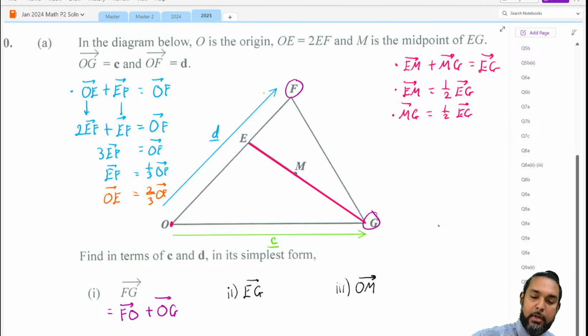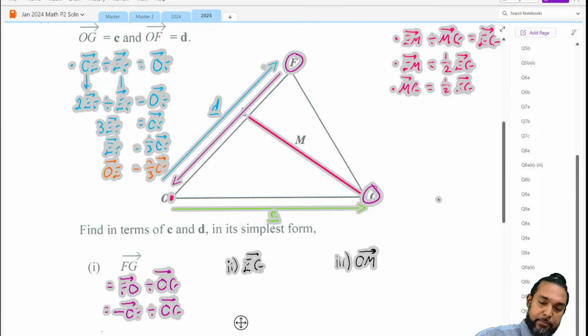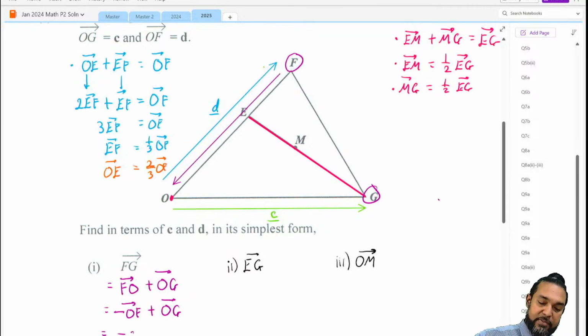That's C, right? Now we want to go from F to O, but that's traveling in this direction. And that is the opposite direction of the blue vector, not so? Right, so it means we have to invert the vector. So FO is the inverse of OF. So minus OF, right? So OF is D, so minus OF is simply minus D. OG is C, so all you have to do is put minus D plus C or C minus D.